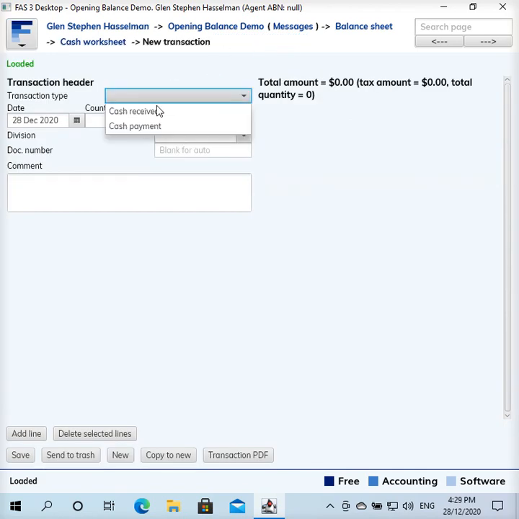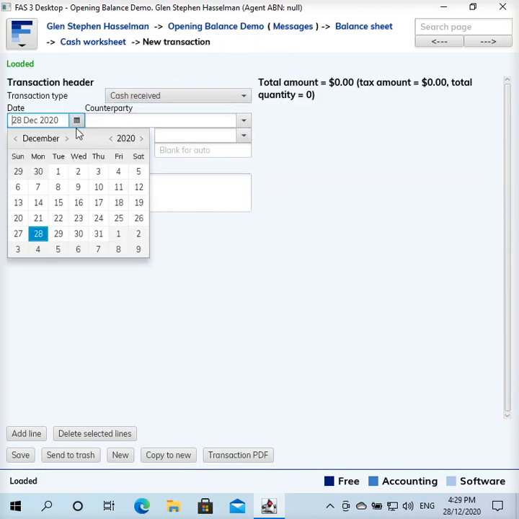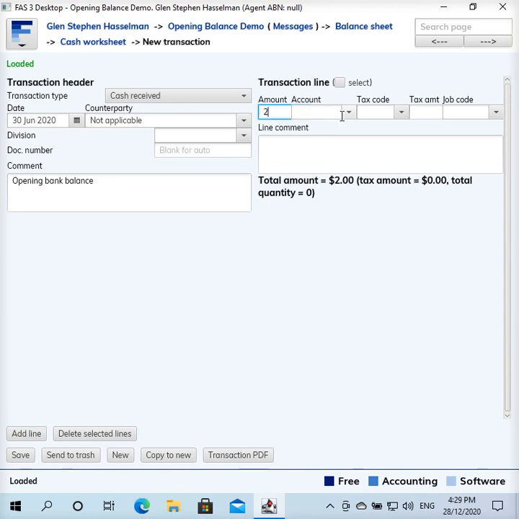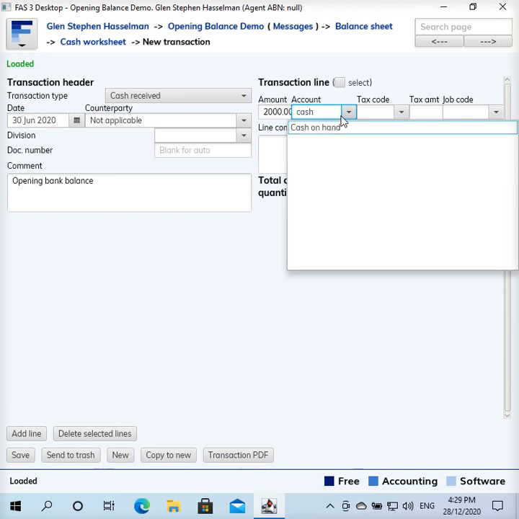So we'll just do cash received. Now, as I mentioned, the date is going to be 30th of June, so it's the last day of the prior accounting period that we want to pick, and we're just going to pick the counterparty not applicable and opening bank balance. Add a line, and let's say that opening balance is $2,000. Now, the account I'm going to pick, I'm just going to pick cash on hand.